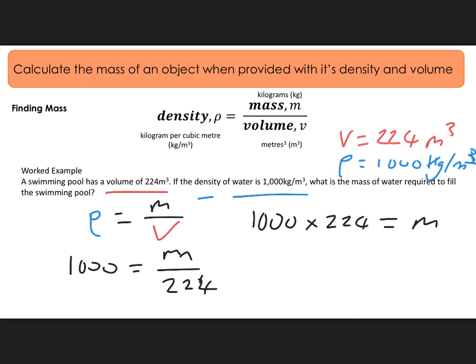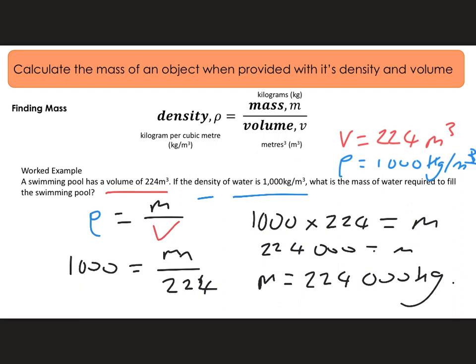Again, I can just use a calculator now to work out the correct answer. Putting that into a calculator, you get the answer of 224,000 is equal to my mass. So that means that mass is equal to 224,000 kilograms. Let's work through the answers here.